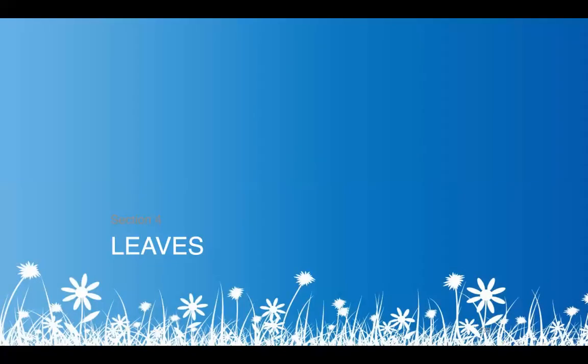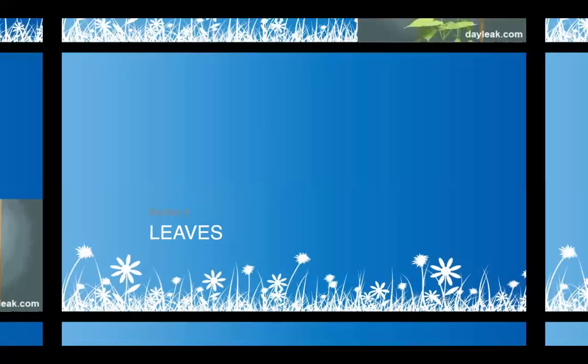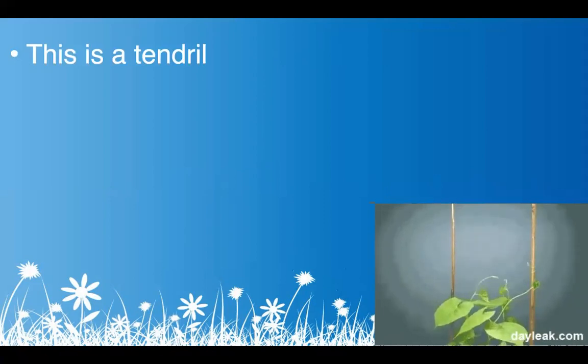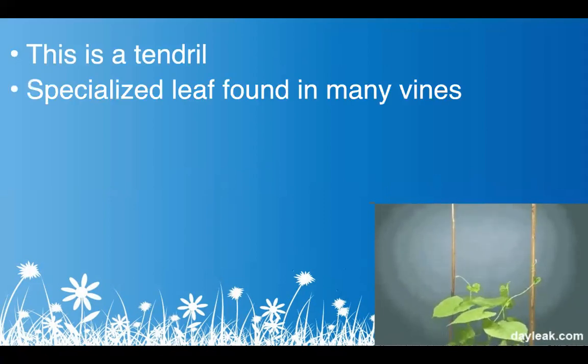Okay, today we're going to look at the structure of leaves. What you're seeing in the corner is an example of what's called a tendril. A tendril is a specialized leaf found in vines. The reason for this is that vines are plants that are climbers, and they have a tendency to climb on things that they can touch.